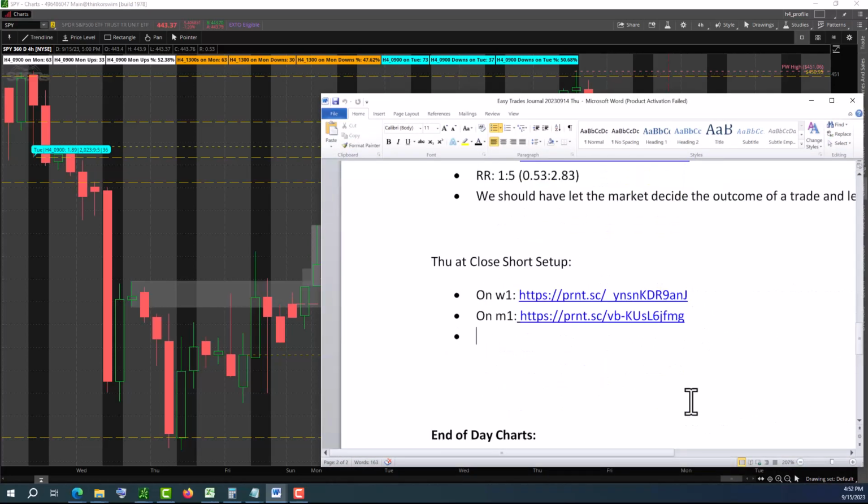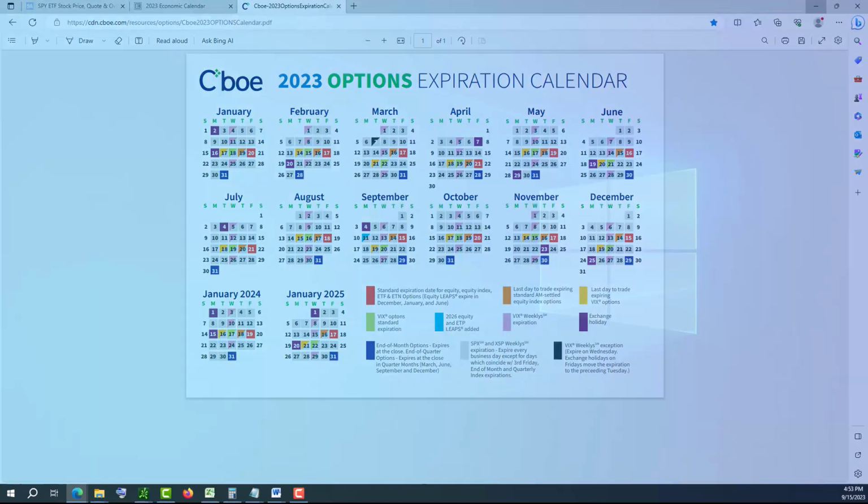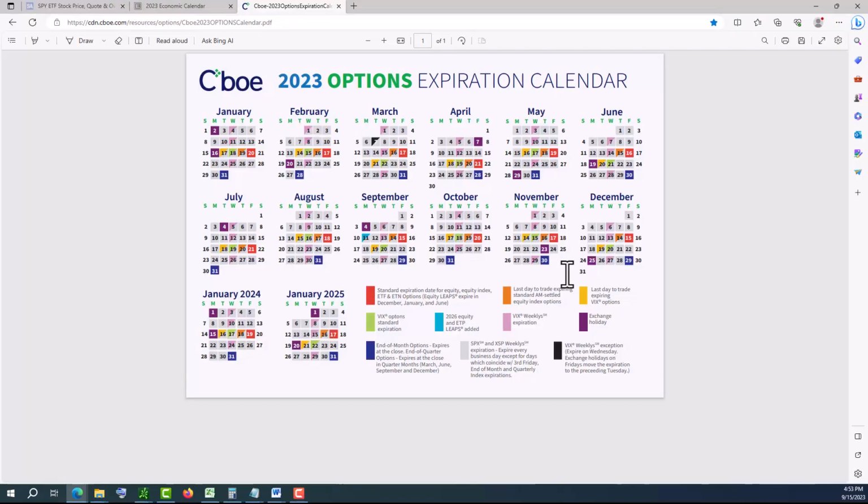All right, we gave it a name, the Thursday high of the week short setup. So how do we know that on Thursday we went down? Because look right here on the weekly. Let me go back to the internet browser.